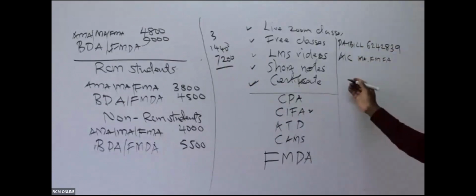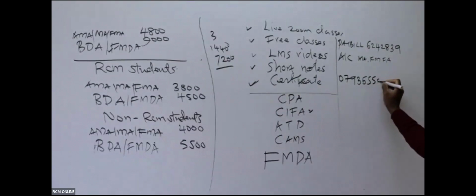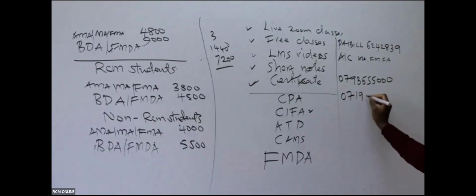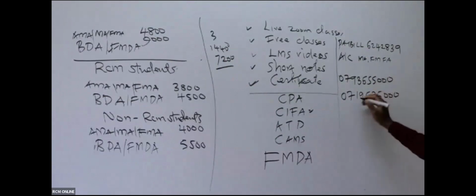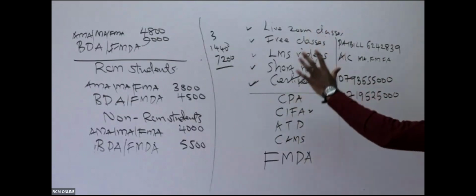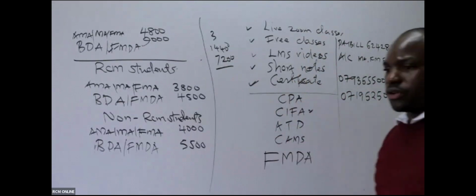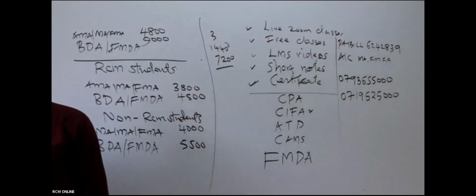For inquiry, for more information, just reach out to 0793 555 000. So these 2 people will be able to assist you, or give any guidance with regards to these packages. So advanced management accounting is taught by Dr. Ura himself.